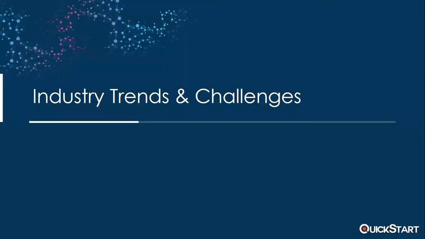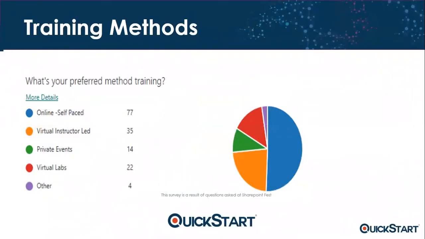So let's talk about a couple of trends and challenges that we have seen over the course of the years at QuickStart. What we have seen first and foremost is that training methods have evolved. Many years ago, to get training, you had to drive to a training center and go into an office in front of a person. And then once the training was completed, you went back to your office. Hopefully you retained all the information, and then saw little or no ROI from that.